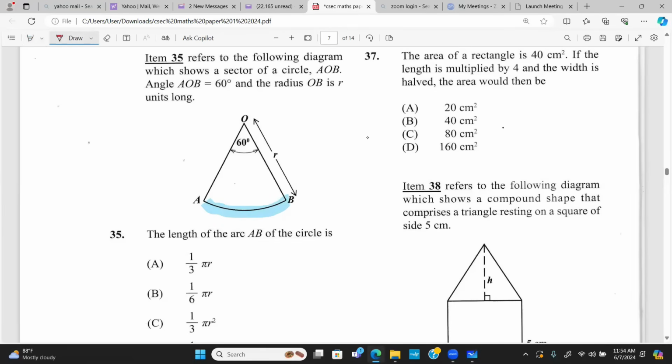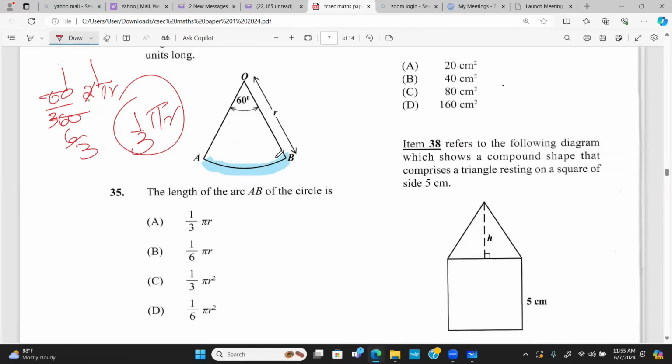Formula for the length of the arc. It's going to be 60 over 360, times the circumference, 2 pi r. So we want to break this down: 60 over 360 simplifies to 1 over 6, and then 1/6 times 2 gives 1/3. So I'm looking for 1/3 pi r. That's what I'm looking at. We find it at A. So 1/3 pi r would have done it right there.